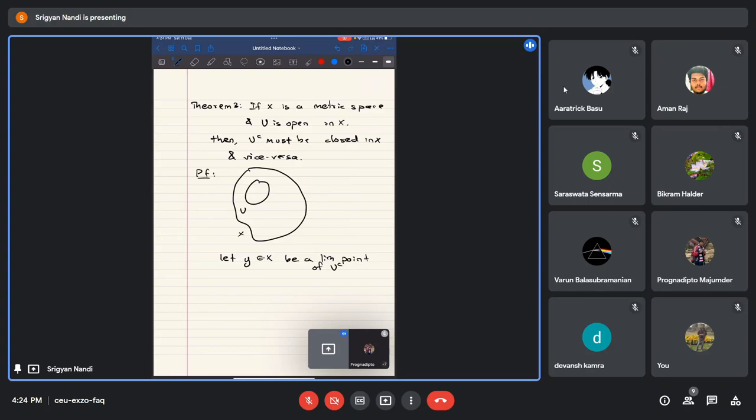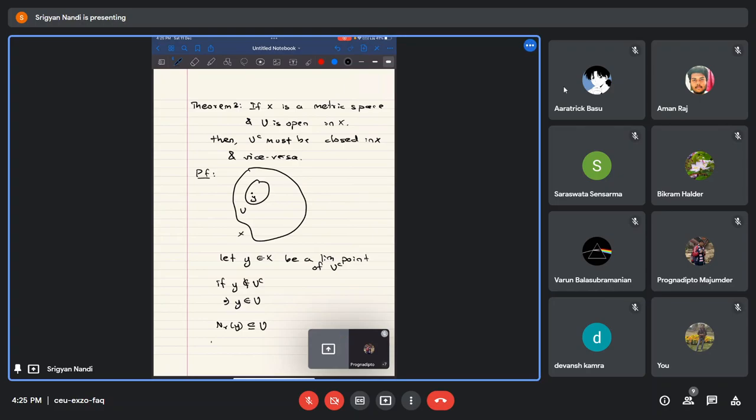So what we have now is that there is a sequence of points in U complement that approaches Y. So if we assume the contrary, if Y does not belong to U complement, that will mean Y belongs to U. But now we know that U is open. So there is a neighborhood of Y. So if Y is here, there is a neighborhood of Y that is contained completely in U. So N_r(Y), there is some r such that N_r(Y) is contained completely in U, since U is open and Y belongs to U.